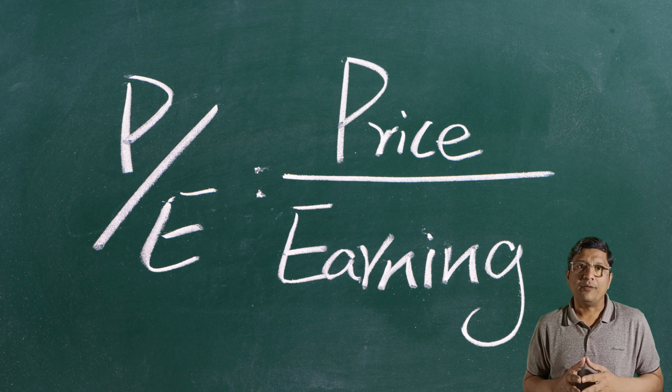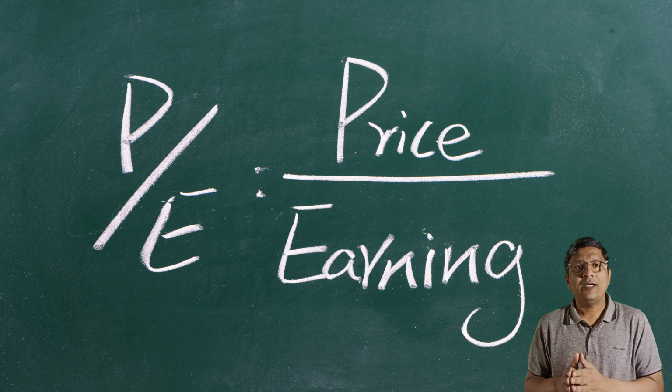The formula is very simple. Share price divided by earning per share. Let's make this real with an example. Suppose a company share price is rupees 200 and its EPS, meaning the profit per share, is rupees 10. So the PE ratio becomes 200 divided by 10, which is 20.